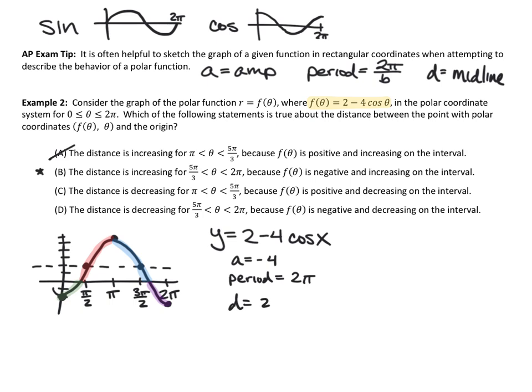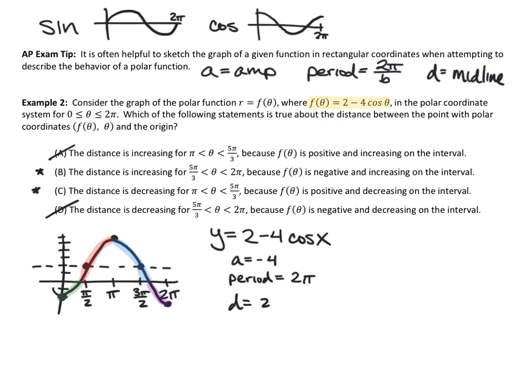Letter C says the distance is decreasing for pi to 5 pi over 3. Okay, well, here's pi. And again, this is 5 pi over 3. Is this distance decreasing? Yeah, I'm getting closer. So we're going to keep that one. Then letter D says the distance is decreasing for 5 pi over 3 to 2 pi. Well, we kind of already answered that. Is 5 pi over 3 to 2 pi, is that distance getting closer? No, the function's getting further from the x-axis. So we're going to cross that one out.